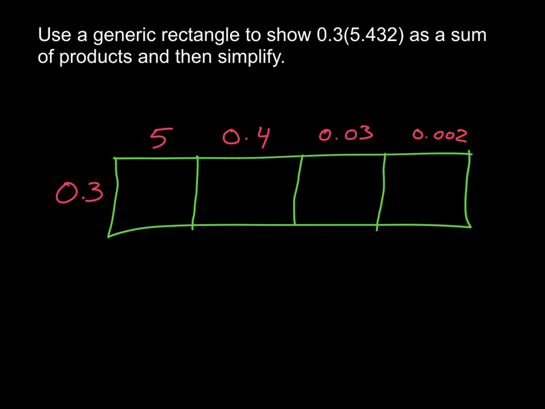First step that I'm going to do is set up my generic rectangle, and you notice that I kept everything in decimal form. That's because I wanted to solve it as a decimal. You could also convert these pieces into fractions if you find that to be easier. Then I'm going to go through and solve each square. Once I've solved everything on the inside, then I can line it up and add it all together.